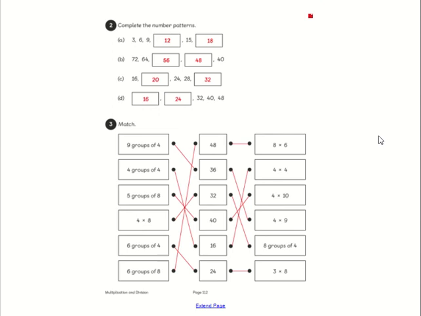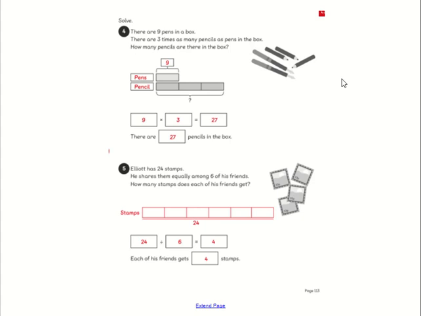2. A. 12, 18. B. 56, 48. C. 20, 32. D. 16, 24. The easiest way for you to mark question 3 is to have a look at the answers on the screen. You need to join up the correct statement with the correct answer. Question 4. In the first box you should have got a 9. In the second box it should say pens, and underneath it should say pencil. 9 times 3 equals 27. There are 27 pencils in the box.